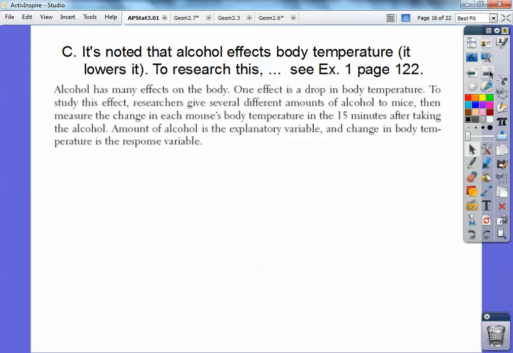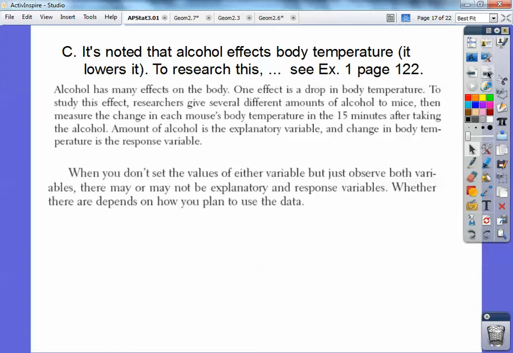To study this effect, researchers give several different amounts of alcohol to mice. Poor little guys. Poor little drunk mice. Then they measure the change in each mouse's body temperature in the 15 minutes after taking alcohol. So the amount of alcohol ends up being the explanatory variable, and the change in the body temperature is the response variable. So the body temperature is responding to the amount of alcohol, which is the explanatory. It's explaining the body temperature.